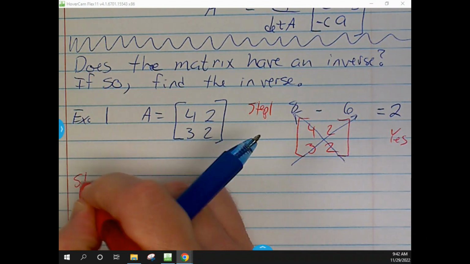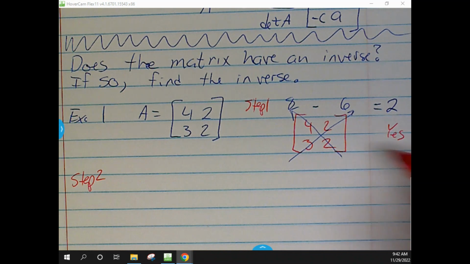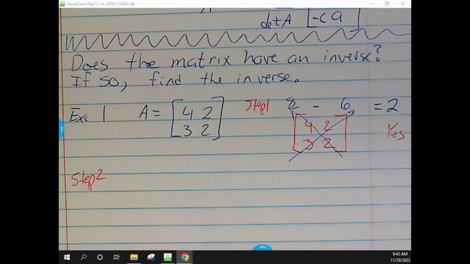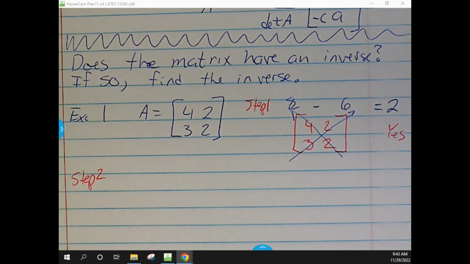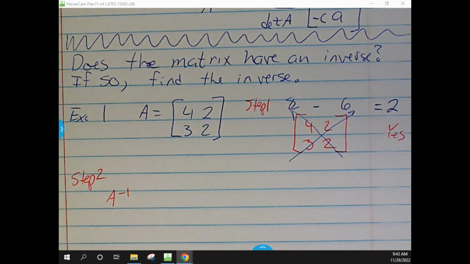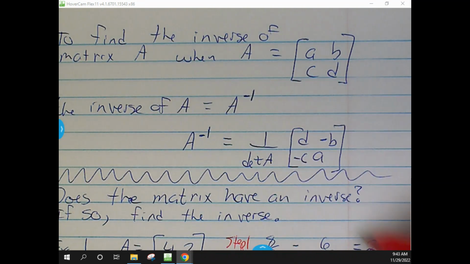All right, so for step 2, we figured out that this is 8 minus 6. As long as this number is anything other than 0, we can find the inverse. If that equals 0, you stop, you're done. There is no inverse. You can't do anything with it. So step 2, to find out what A negative 1 is, we're going to put 1 over the determinant, so that's 1 over 2.